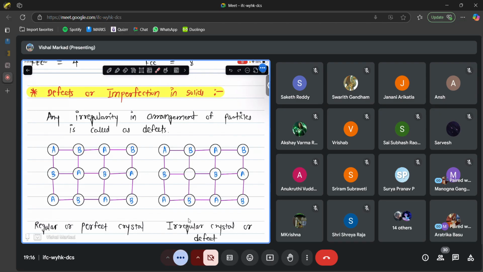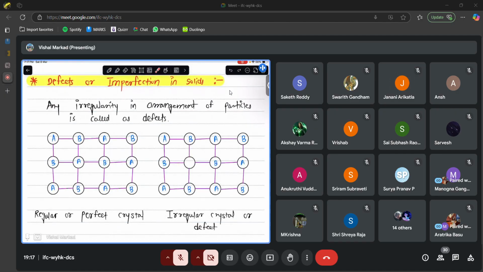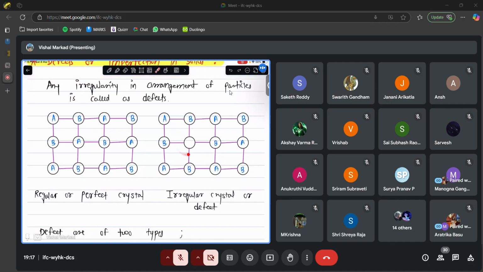Clear? Sir, how is the bond formed without the atom? Which bond? The one missing in that irregular crystal? This one atom will be there, another atom will be there, and there will be some force present between them. So this is not a bond. Don't think this is a bond. I have shown the arrangement. This purple one is not a bond. There is no atom, so how is a bond formed? No, this is not a bond. It's like from B one atom is missing and some space is created in it.